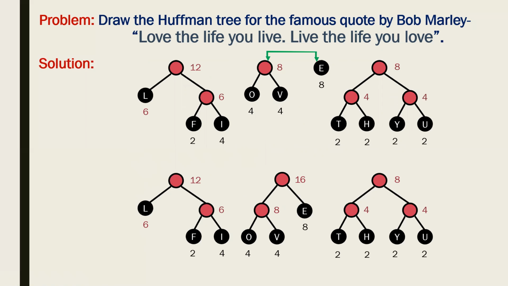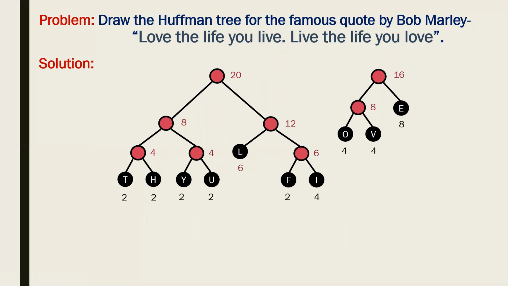Now the least weights are 12 and 8. So combine these two, 12 and 8. 8 has the lesser weight, therefore it will become the left subtree, and 12 will become the right subtree. And the total weight 12 plus 8 is equal to 20.